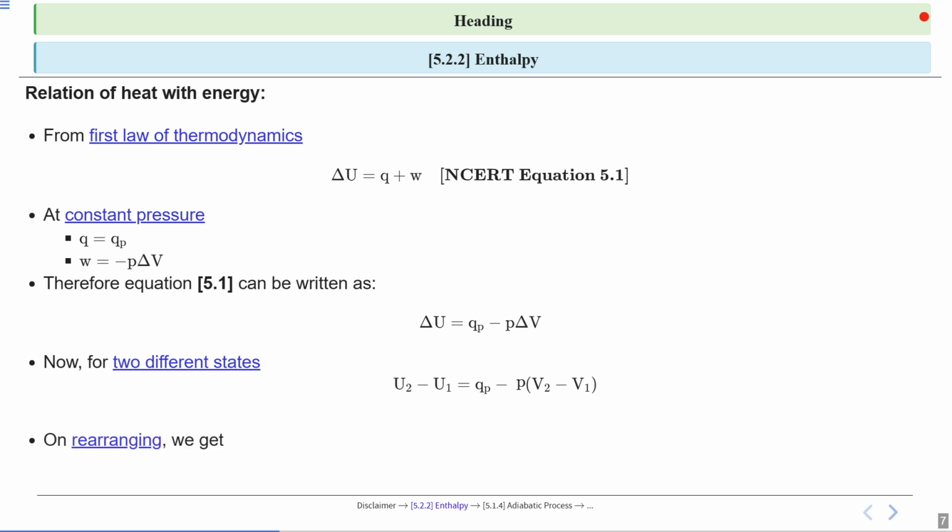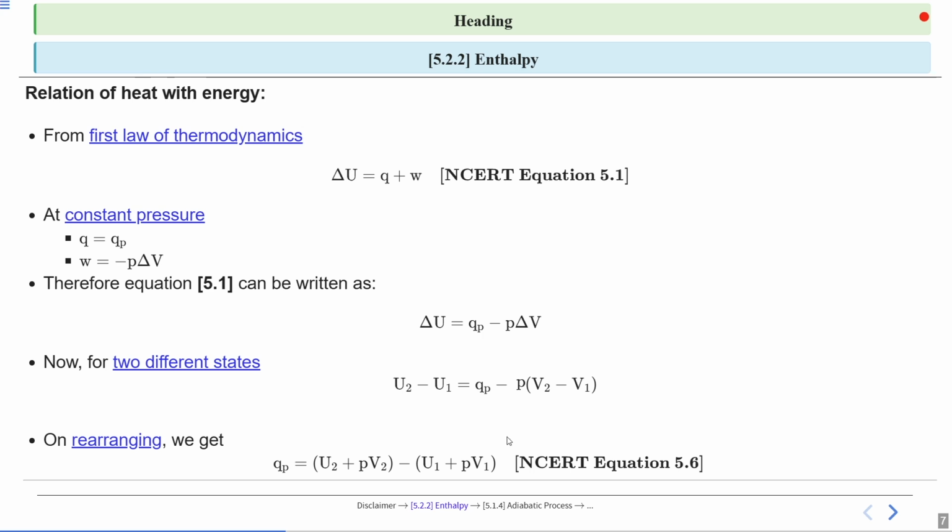What will happen on rearranging this equation? We will get QP is equal to U2 plus PV2 minus U1 plus PV1. This is a very simple arithmetical operation. You can try it by yourself. The first equation is U2 minus U1 is equal to QP minus P into V2 minus V1. Just rearrange it and you will get your final equation.